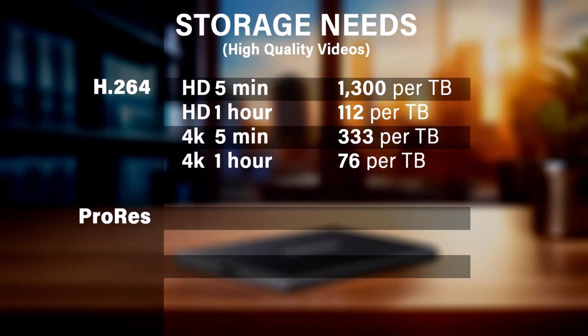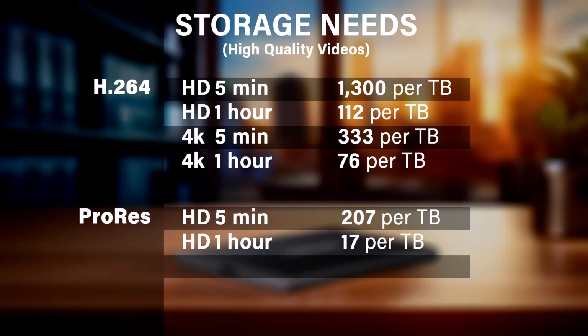You'll get 333 of those in a 4K 1 hour, 76 per terabyte. Now when we get up to ProRes, things get much, much bigger. 5-minute HD ProRes, you'll only get 207 of those clips per terabyte. And if we go to 1 hour, now we're only going to get about 17 of those per terabyte.